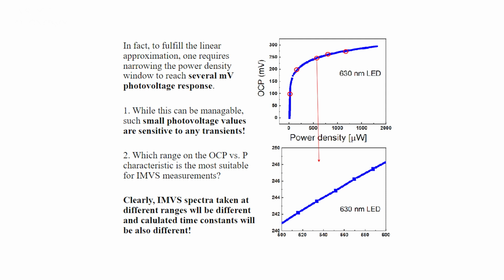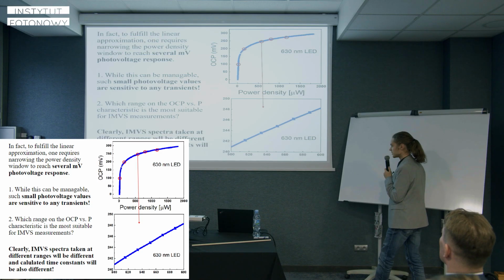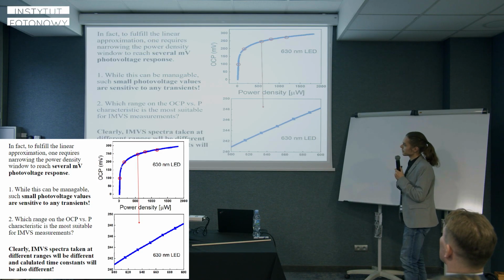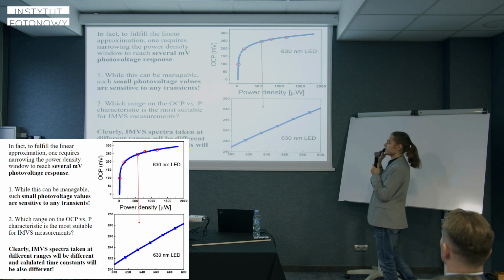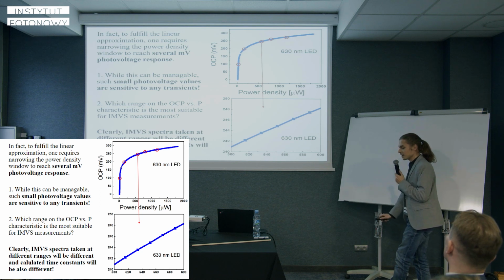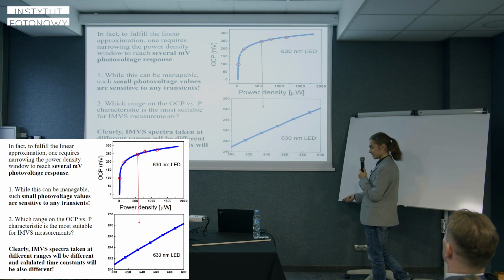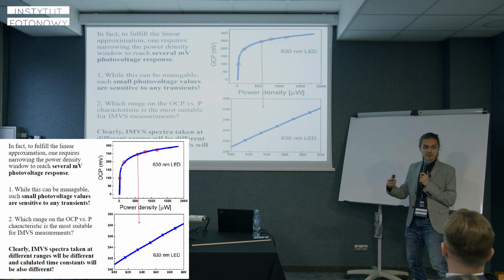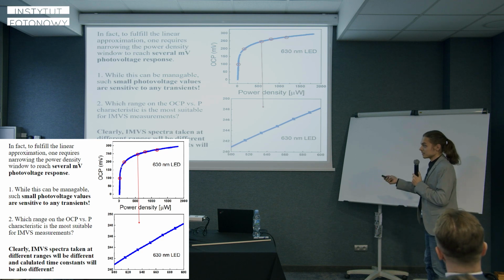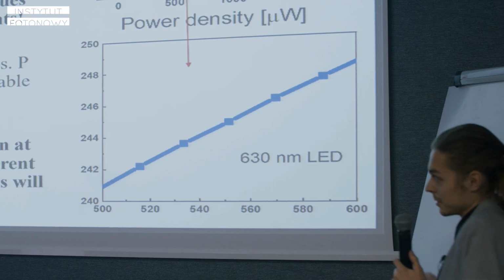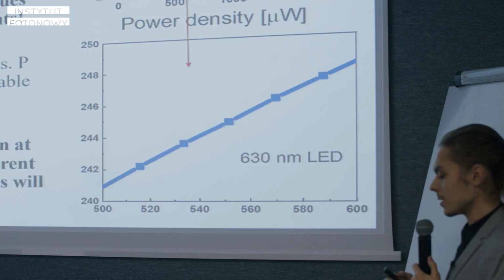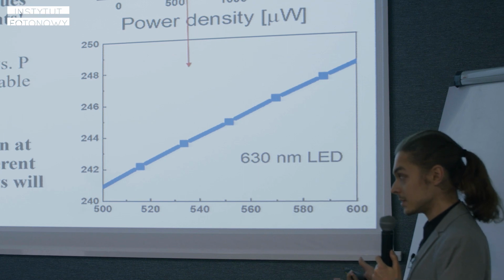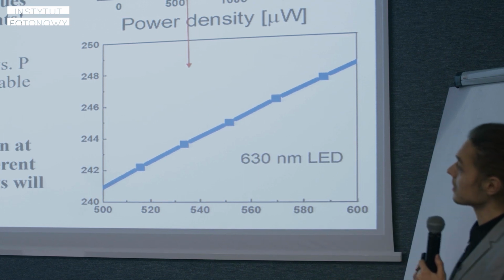The problem is that I can do this quote-unquote literature approach in different points on the characteristic. And when I do different points, I get different IMVS spectra, and I have different characteristic time constants. So which one should I choose? Well, this does not give me complete knowledge of the material when I use linear approximation.